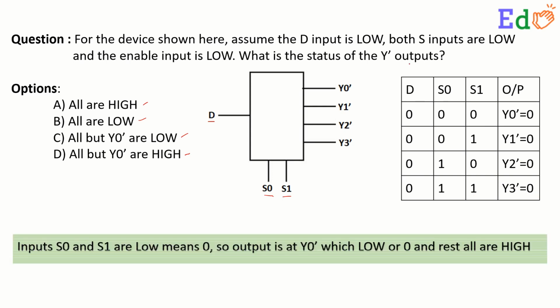So for this condition which is shown here, S inputs are low. That means S0 and S1 both are low, which means 0. So the output is at Y0 bar which is low. All the rest are high because at this combination of D equal to 0, S0 equal to 0, S1 equal to 0, output is reflected only at Y0 bar which is active at equal to 0. So the rest are high and the correct answer to the question is all but Y0 bar are high. Option D.